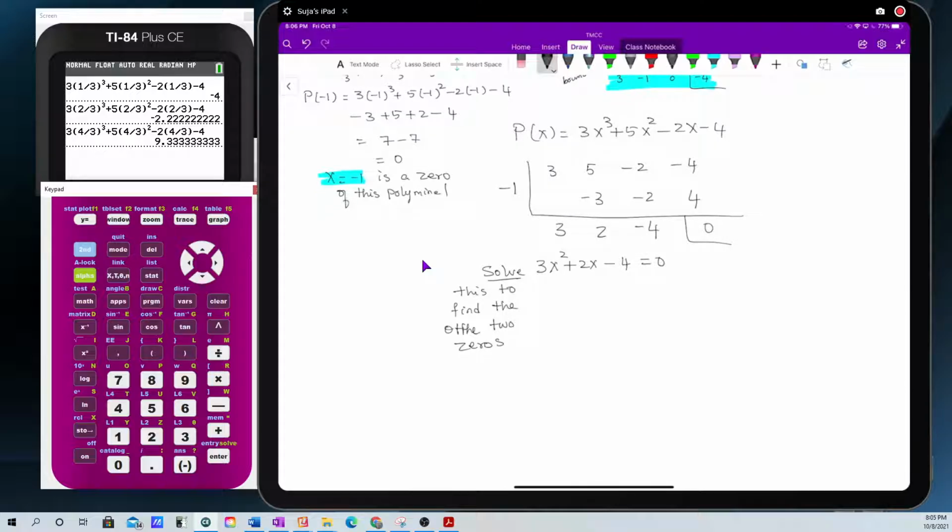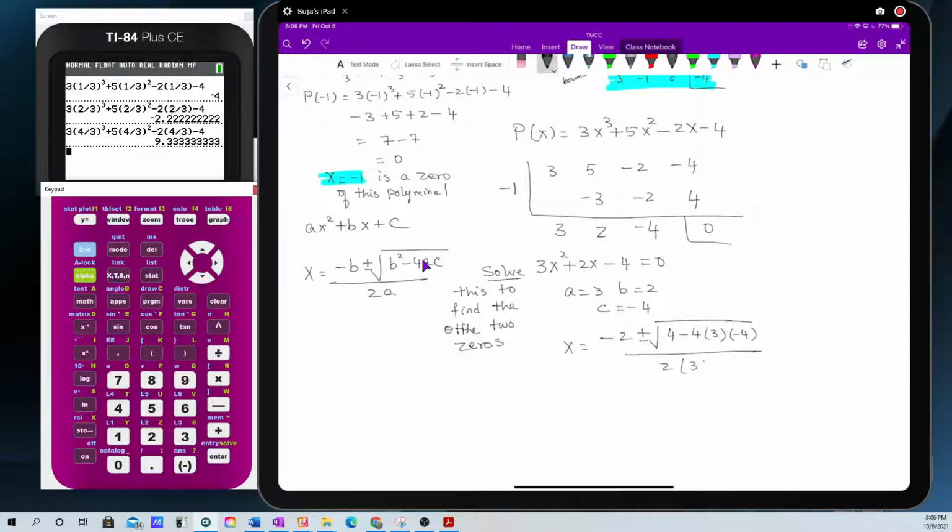4 times 3, 12, negative 12 and positive 2. So I have to use my quadratic formula. Quadratic formula is negative b plus or minus square root of b squared minus 4ac over 2a. Again, this is for ax squared plus bx plus c. So a in this case is 3, b would be 2, and c is negative 4. So x is equal to negative 2 plus or minus square root of 2 squared is 4 minus 4 times a is 3, c is negative 4, divided by 2 times 3.